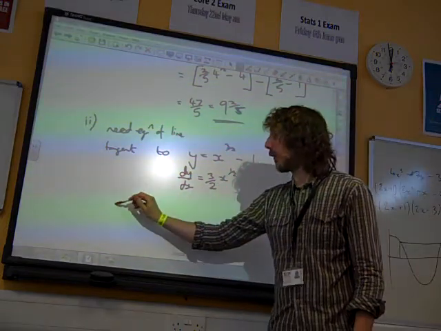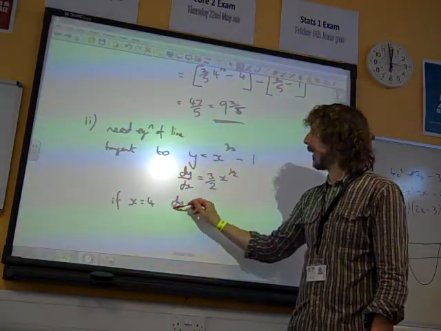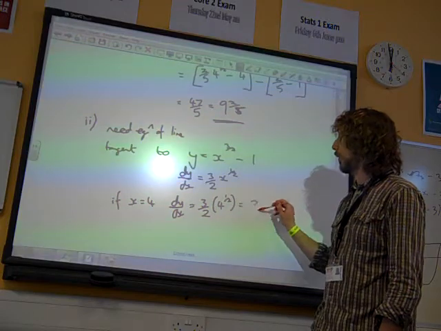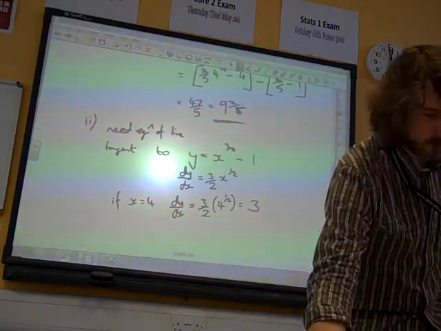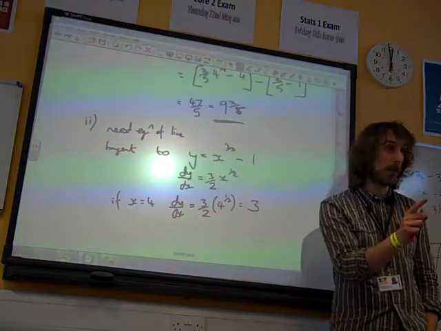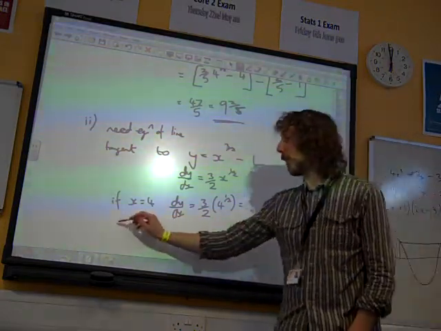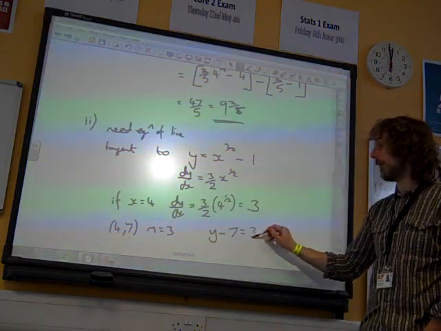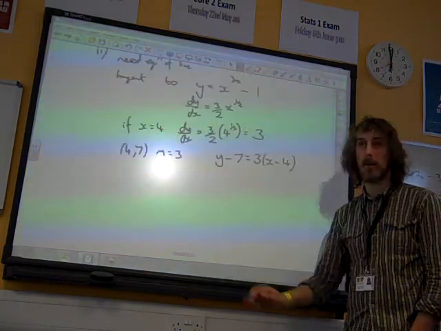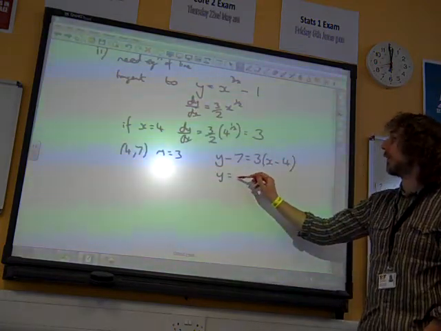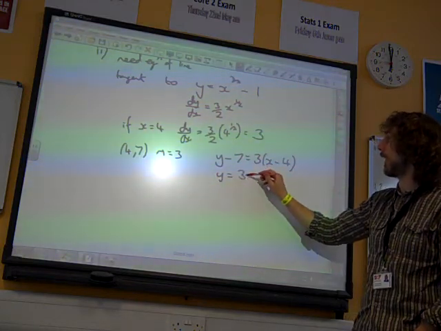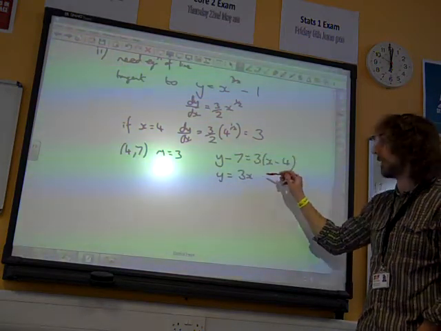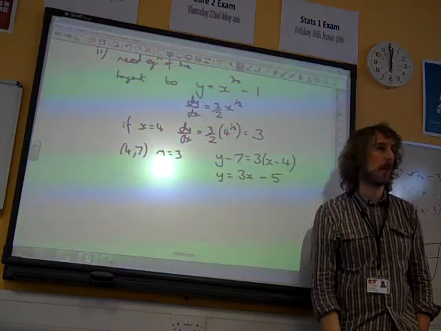So we're looking when x equals 4. If x equals 4, dy by dx would be 3 over 2 times 4 to the half, which is 2, isn't it? So the gradient of that curve is 3. Fantastic. The straight line has a gradient of 3 and passes through the point (4, 7). So I'm going to use my y minus y1 equals m(x minus x1) formula. I'm going to do y minus 7 equals 3(x minus 4), so y equals 3x minus 12, plus the 7 will give us negative 5. So y equals 3x minus 5.